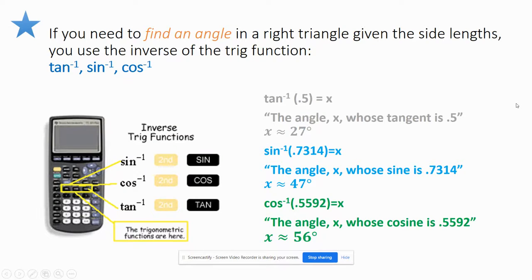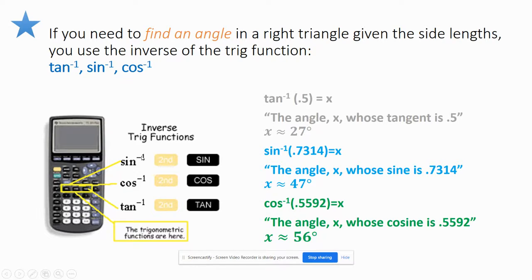All right. So if you need to find an angle in a right triangle given the side lengths, you can use the inverse of that trig function. What you see listed here, these are the inverse trig functions. It looks like a -1 exponent, but it's really more notation. So this would read inverse tangent, inverse sine, inverse cosine.